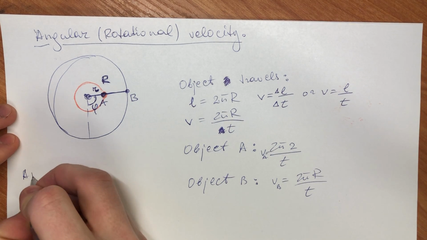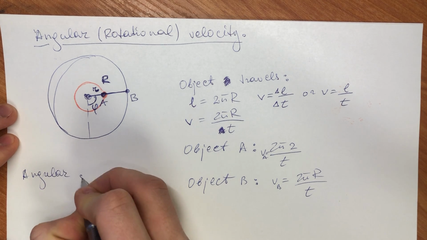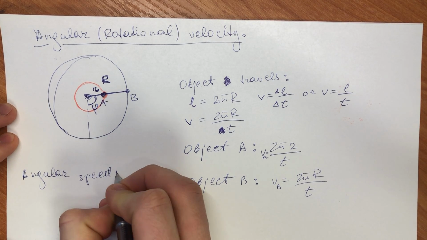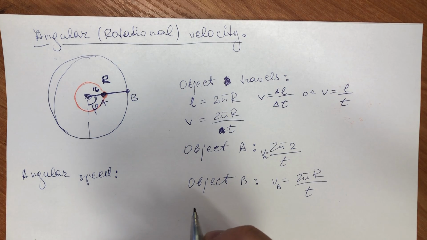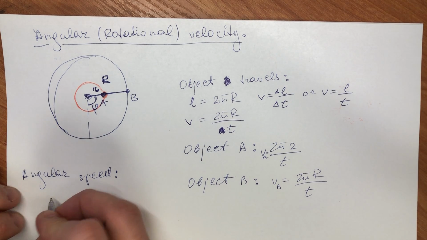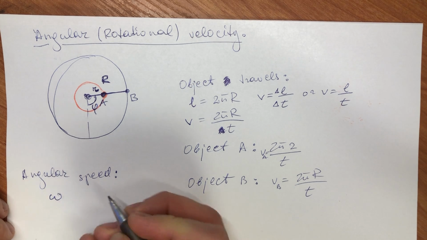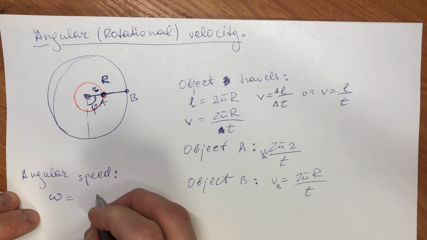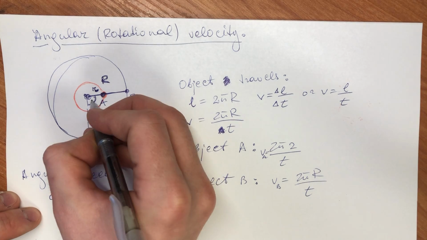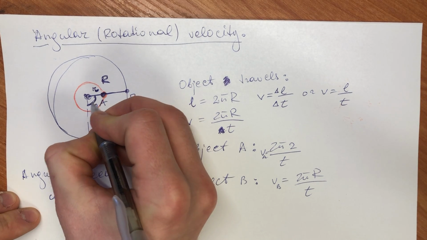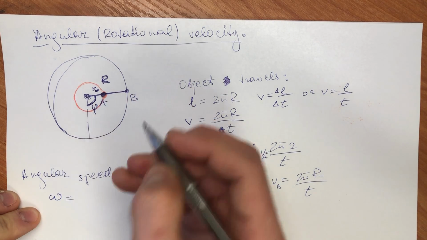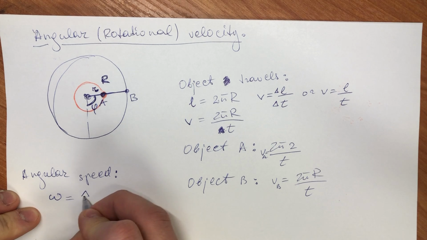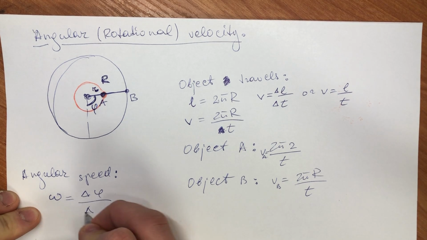Therefore, angular speed comes into play, and what we have here is this angular speed, which can be written as omega. It is this angle that object A or object B travels, delta phi divided by delta t.